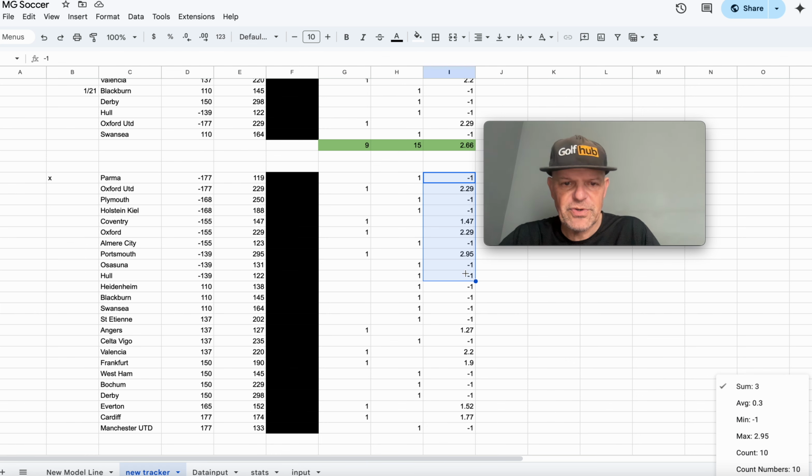And let's see what happened to our win ratio. Probably around the same. 1, 2, 3, 4. 1, 2, 3, 4, 5, 6. So it went 4 and 6. 40%, which is a little bit better than the previous.